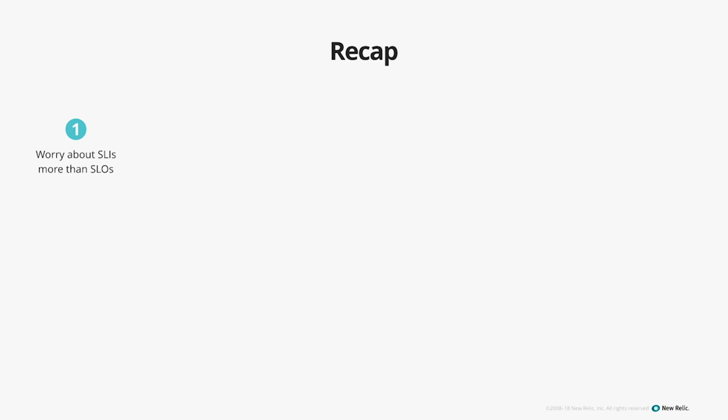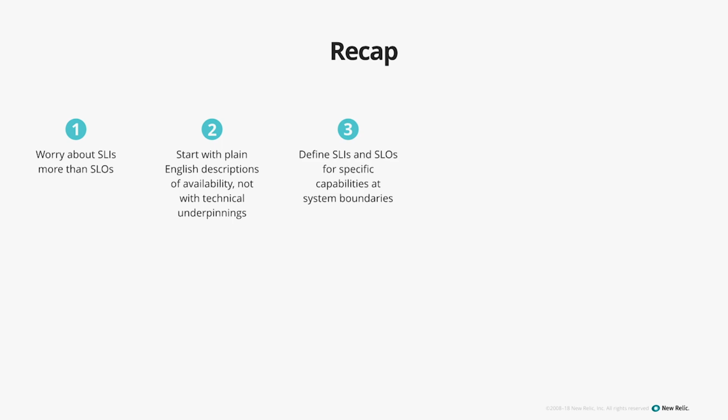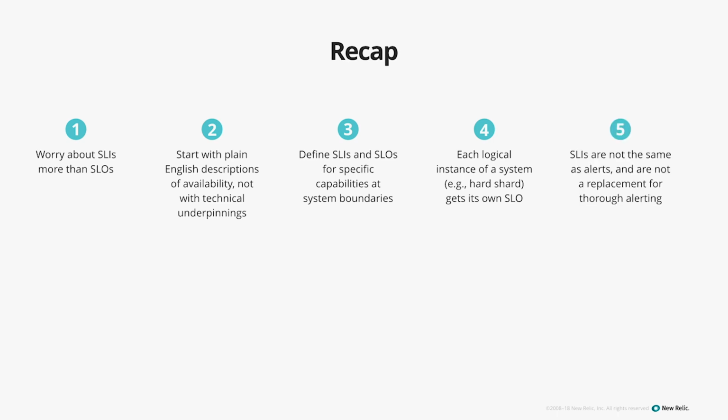All right, let's recap. So first, worry more about SLIs than SLOs. Start with plain English descriptions of availability, not with the technical underpinnings. Define your SLIs and SLOs for specific capabilities at system boundaries. Each logical instance of a system gets its own SLO.